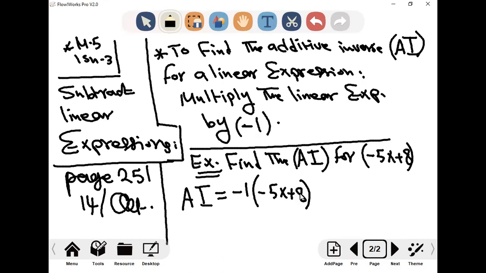Now we took the expansion, remember? We distribute the number outside the bracket to the numbers inside the bracket. Isn't it like this? And here what do we have between -1 and the bracket? Multiply. Let's multiply. This is equal to -1 multiply -5x, positive x of course, -1 multiply +8. This is the additive inverse.